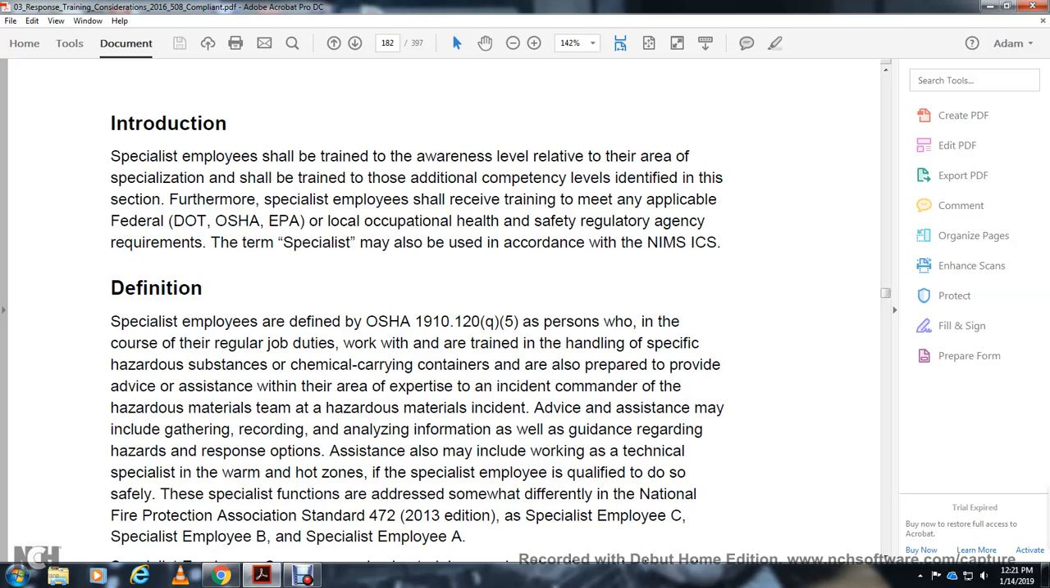A specialist employee who is qualified to do so with a specific function is addressed somewhat differently in National Fire Protection Association standard 472, 2013 edition. In addition, there are specialist employee C, specialist employee B and specialist employee A.